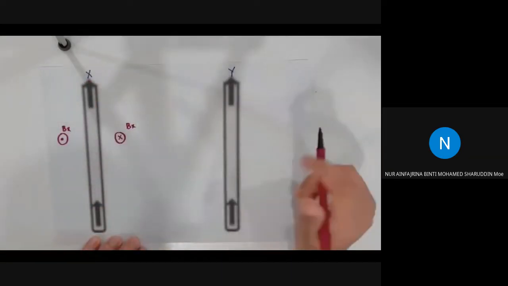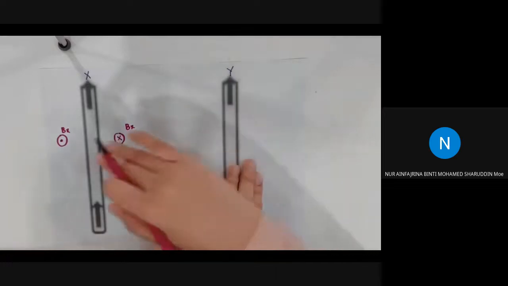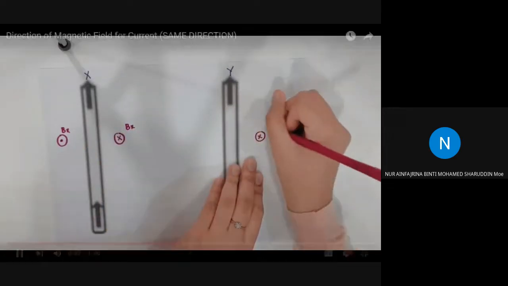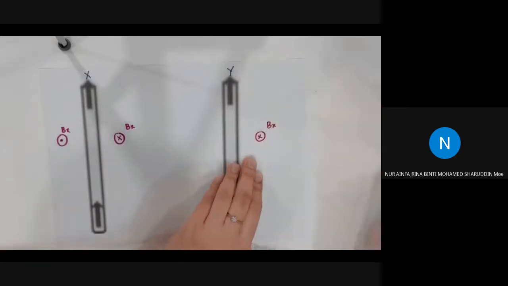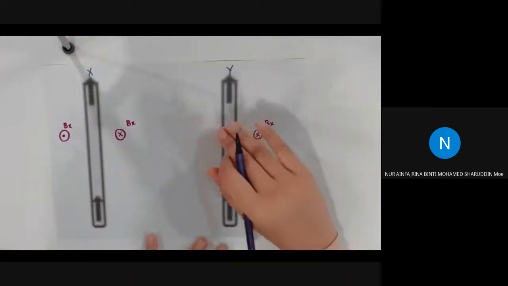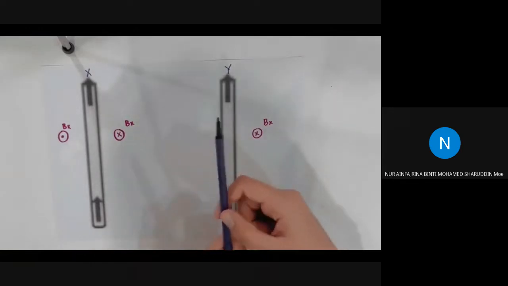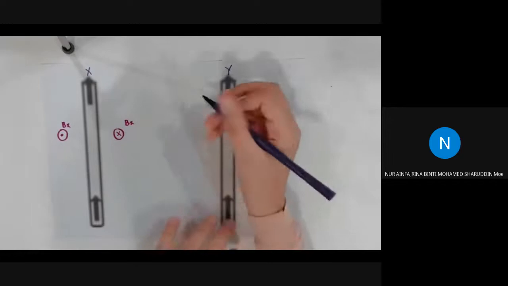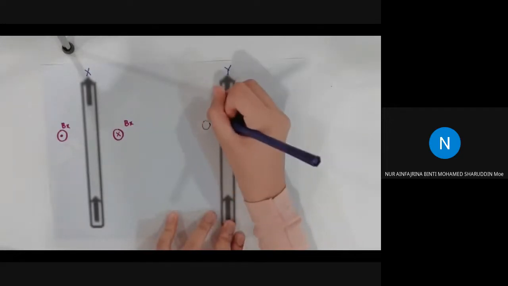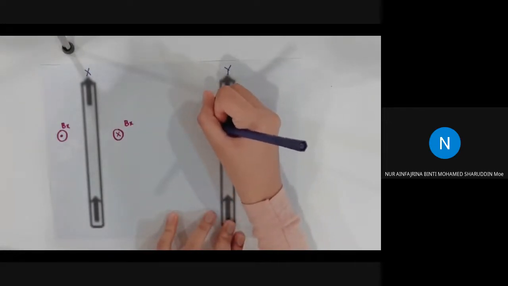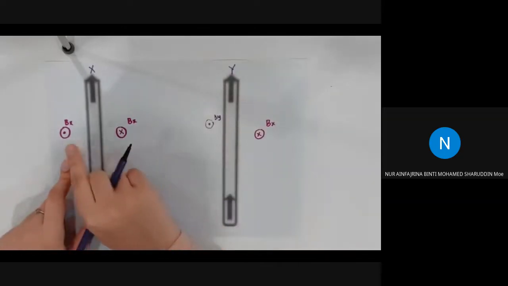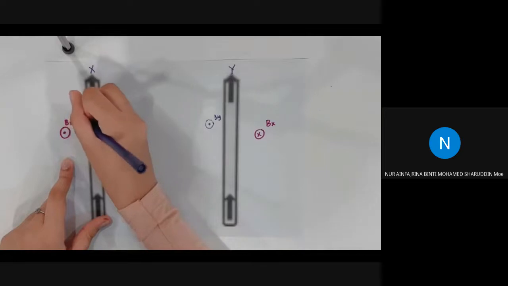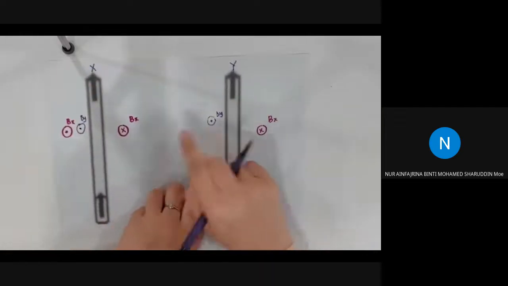Dekat wire Y dekat sini pun dia akan ada magnetic field disebabkan oleh wire X ni juga. So sama juga kat sini akan masuk. So this one is magnetic field of wire X. Okay, so for wire Y kita buat benda yang sama. So wire Y current ke atas, so magnetic field dekat belah sini keluar, dekat belah sini masuk. So kita lukis dululah kat sini magnetic field untuk BY keluar. Okay, so BY akan influence magnetic field yang dekat sini juga. So kat sini pun kita akan ada BY yang keluar.